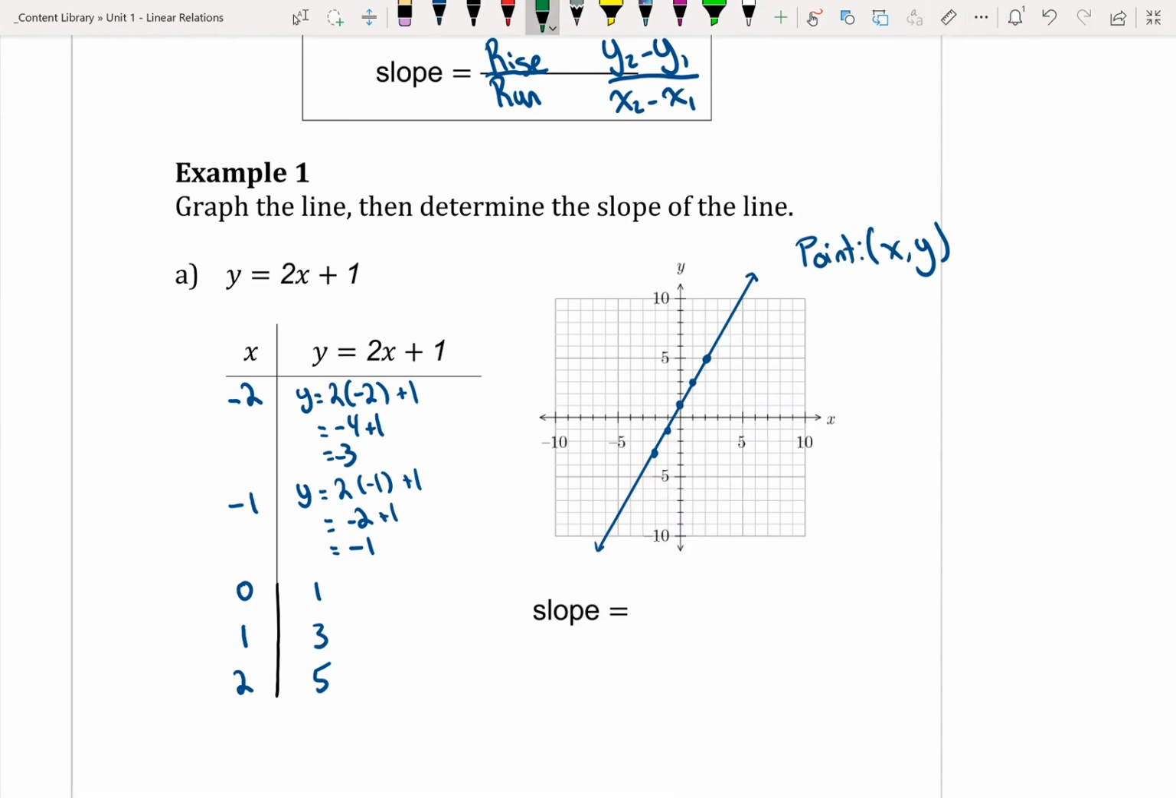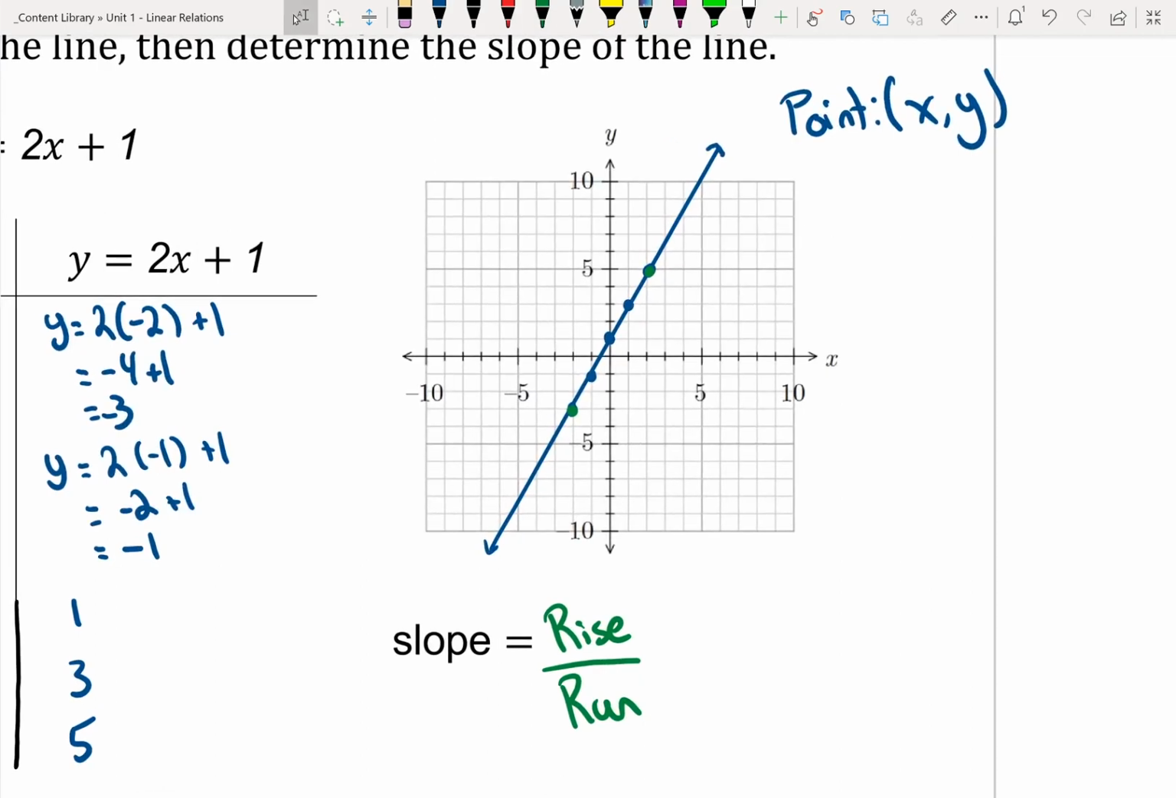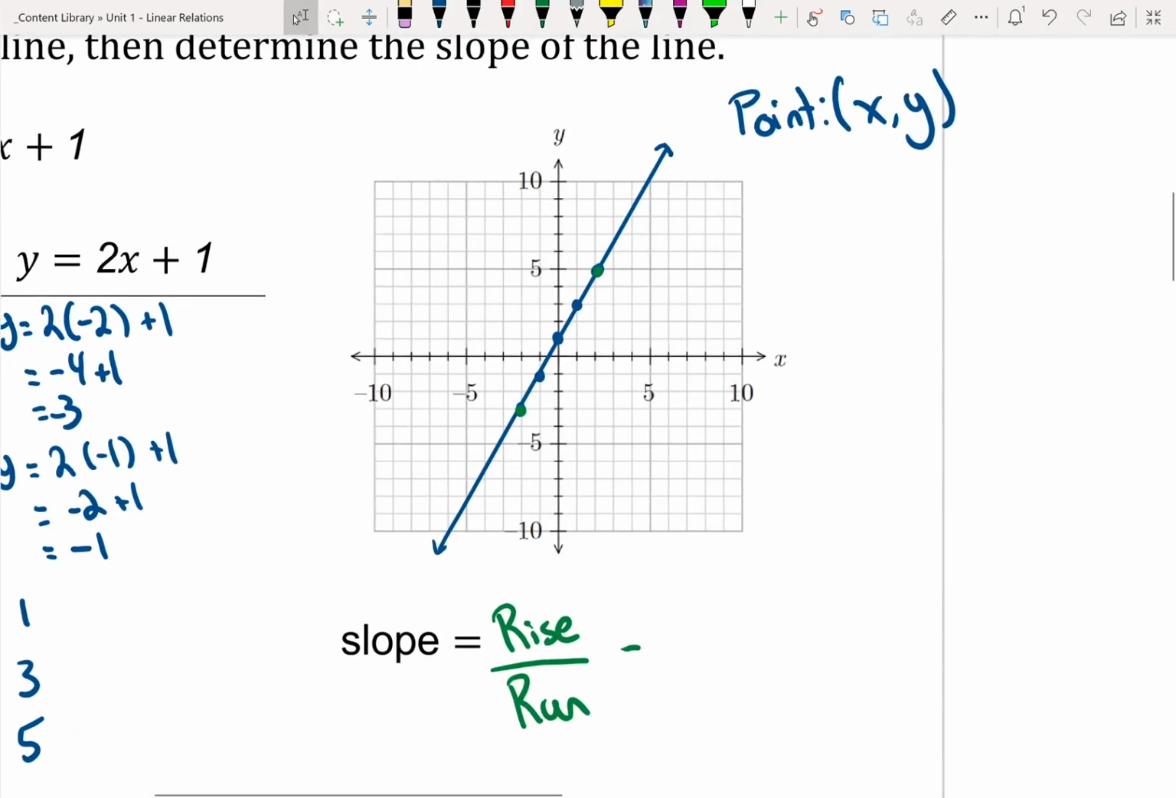Now that I have my line, I need to figure out my slope, or rise over run. I'm going to pick any two points on the line. For easiness, I'm going to pick my first point and my last point, and I want to figure out how far over I have to go and how far up I have to go. Remember, rise is up or down, run is left or right.